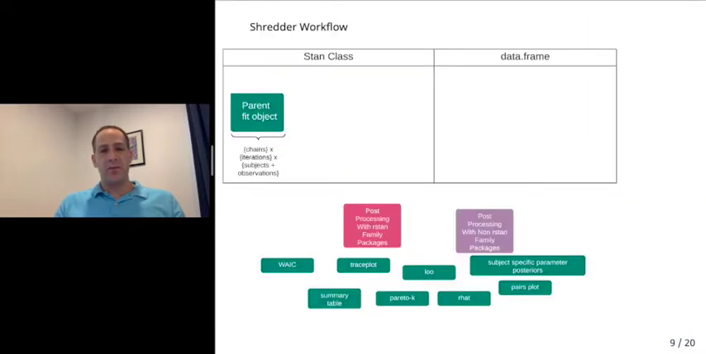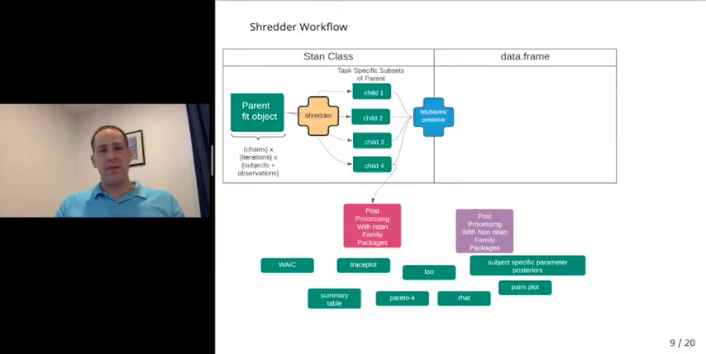The Shredder workflow, in comparison to the standard workflow, you have a parent fit object. You want to do the post-processing with rstan family packages and the non-rstan family packages. So through Shredder, that same fit object is being split up into children objects, where each one of them has a task that they need to achieve. So child 4 in this case would be tasked with the post-processing of cross-validation and rhat and pairs plot.